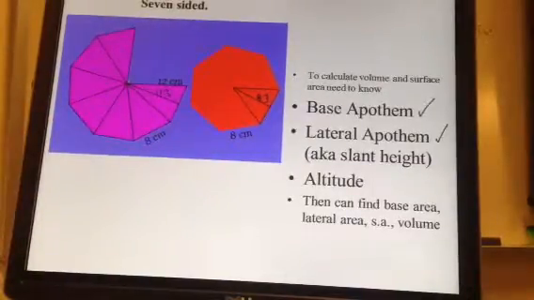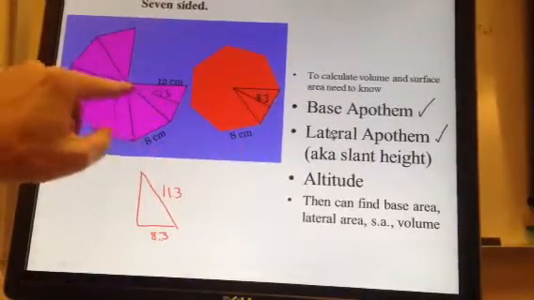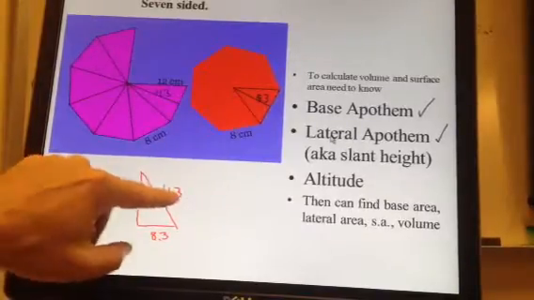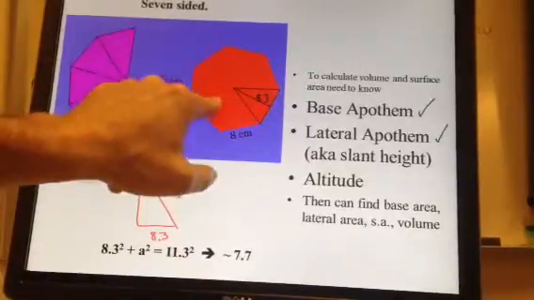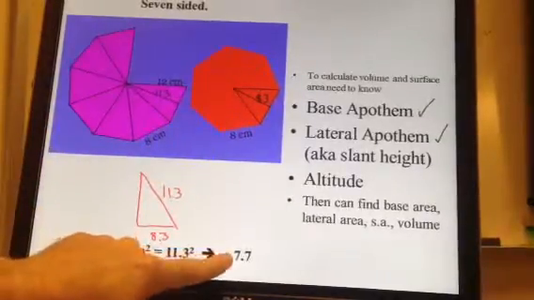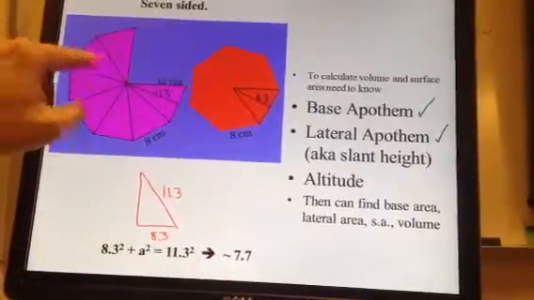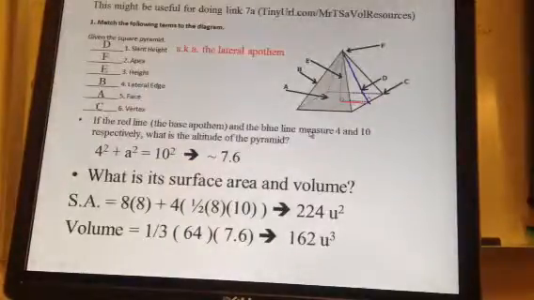And finally, the altitude. If I think about this thing pieced together, this is along the bottom. This is like our original picture. This is our slant height. So I got 8.3, and the height, or the altitude, and 11.3. I plug that into Pythagorean theorem, and I get about 7.7. And at this point, I can go through the calculations again to figure out base area times the height times 1/3 to get the volume, or base area plus the sum of all those little triangles to figure out surface area. That is all.